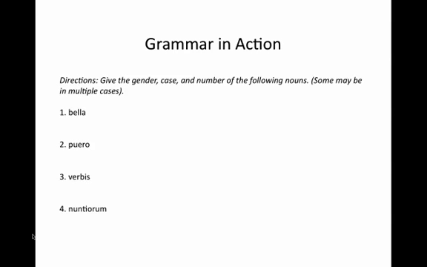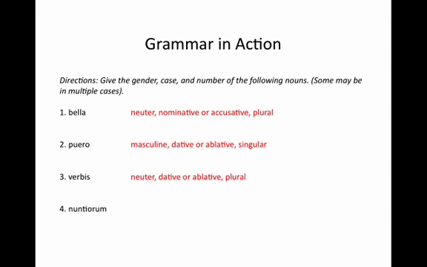All right, let's go over these. Number 1, bella is neuter, nominative or accusative plural. Number 2, puero is masculine, dative or ablative singular. Number 3, verbis is neuter, dative or ablative plural. Now remember, for these first 3, they fall under multiple cases, and that can only happen when you see the words alone like this. If these words were to occur in a sentence, you could use context clues to figure out which case they actually fall under. And finally, we have nuntiorum, which is masculine, genitive, plural.